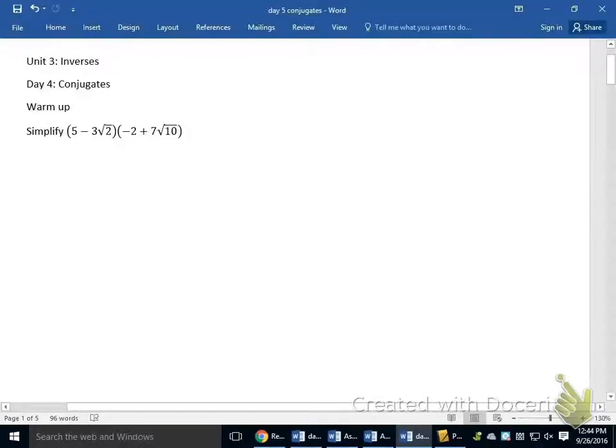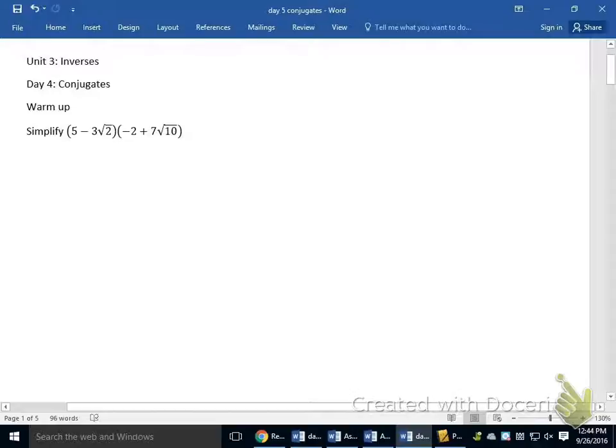This is Unit 3 inverses still, and this is Day 5 conjugates. Sorry for the typo here. What we're going to do is actually take a look at the warm-up on this video, because this is something slightly new, is that you can use distributive property with these radical expressions.